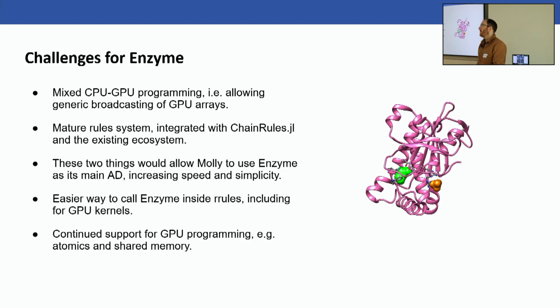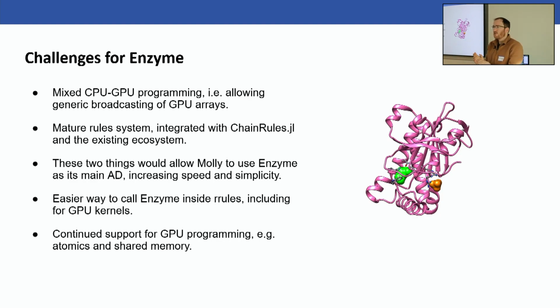And the rule system, I believe, has just dropped. So I think that maturing and integrating with ChainRules, there's the ChainRules ecosystem is great. There's loads of rules floating around. So it would be great if they could become integrated somehow with the Enzyme rules. And those two things being fixed would allow Molly to use Enzyme as its main AD. So instead of having what we have at the minute, which is Zygote and then Enzyme for the slow bits to make them faster, we could have Enzyme for the whole thing.